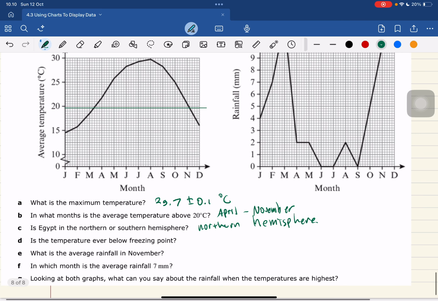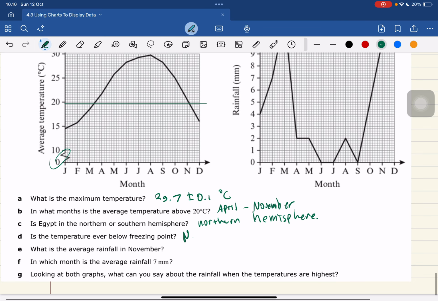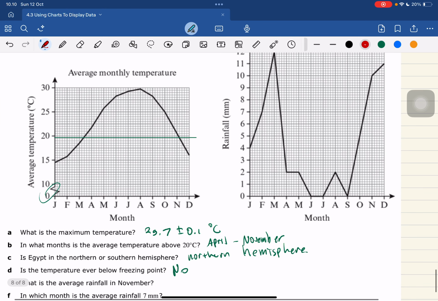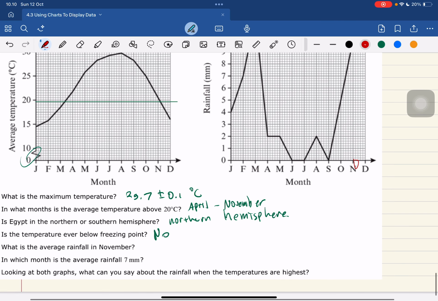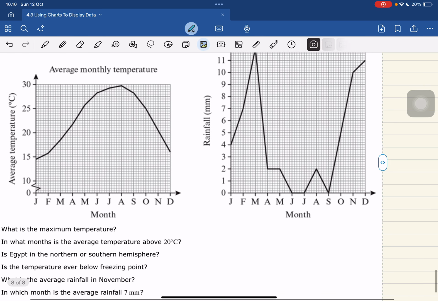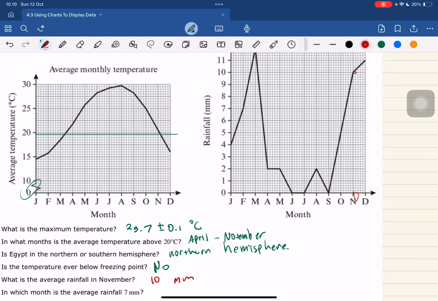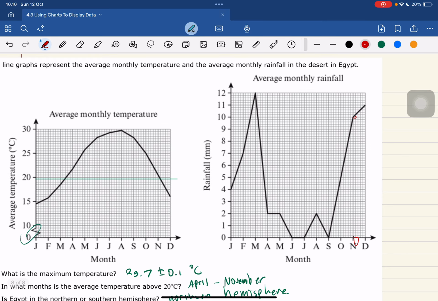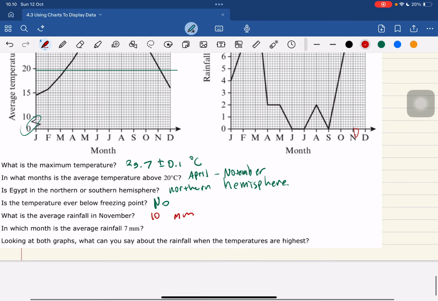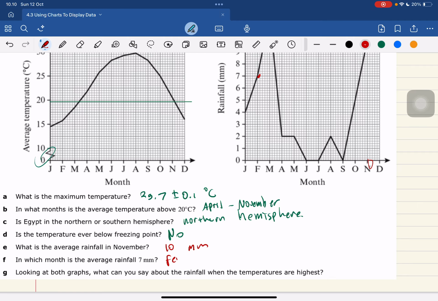Next, is the temperature ever below freezing point zero? Okay, never. So let's write it no. Next, what is the average rainfall in November? Where is November? Here is November. The average is 10 millimeter. In which month is the average rainfall is 7? Okay, February. So this is February.